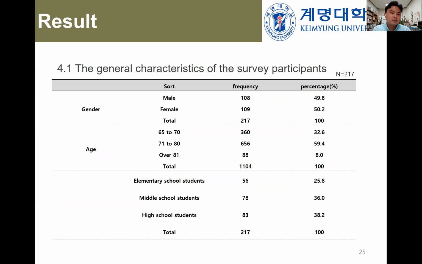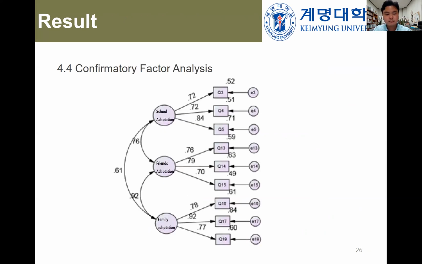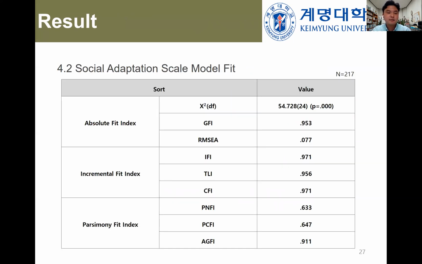Next is the result. First, the general characteristics of the survey participants. The result is as follows: gender 200. I used the data of 270 students. That is the confirmatory factor analysis model. And next is the social adaptation scale model fit.